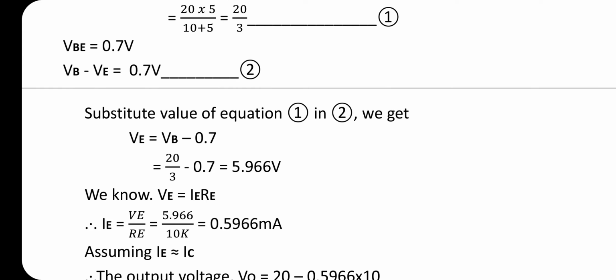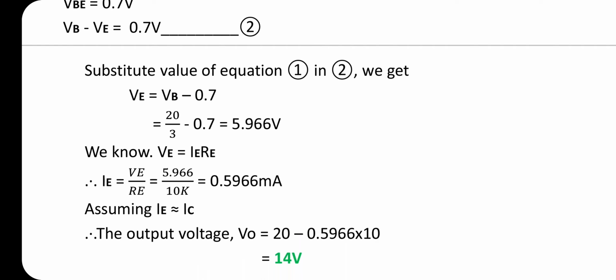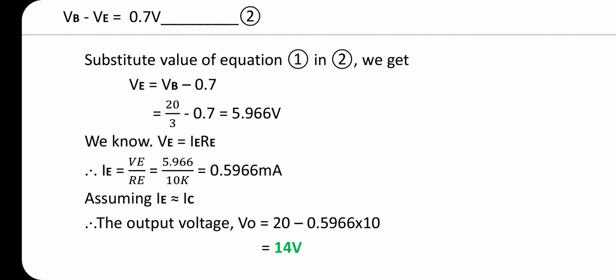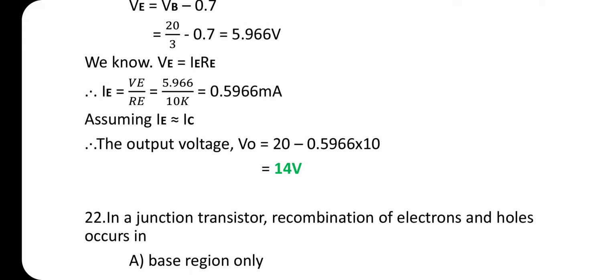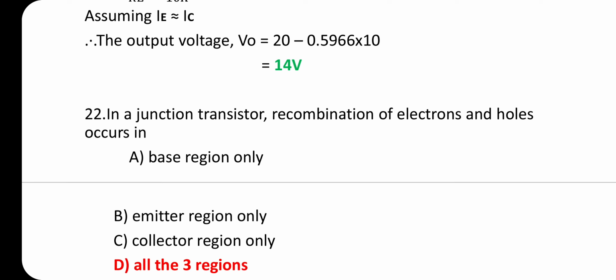We know from the circuit VE equal to IE into RE. After rearranging, IE equal to VE by RE, we get 0.5966 milliampere. Assuming IE approximately IC, the output voltage V0 equal to 20 minus IC RC, which is equal to 20 minus 0.5966, that is 0.6 into 10, that is 6 volt. 20 minus 6 volt equal to 14 volt.